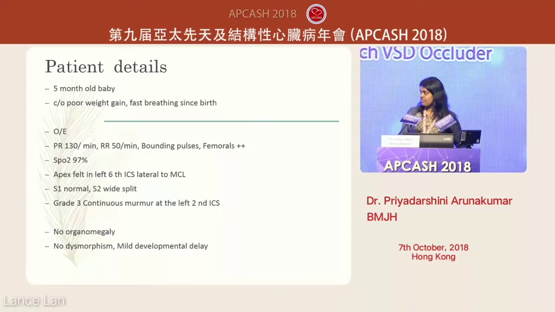So we have a 5-month-old baby with history of poor weight gain and fast breathing since birth. On examination, the child was slightly tachycardic and had good pounding pulses and well-felt femorals, and saturation was normal. The apex was slightly shifted down and out, and there was a grade 3 continuous murmur heard at the left second intercostal space. There was no obvious dysmorphism, and there was a mild developmental delay as per history.